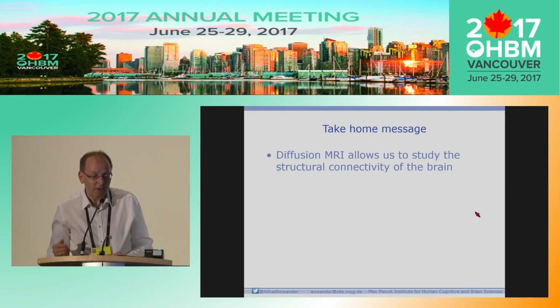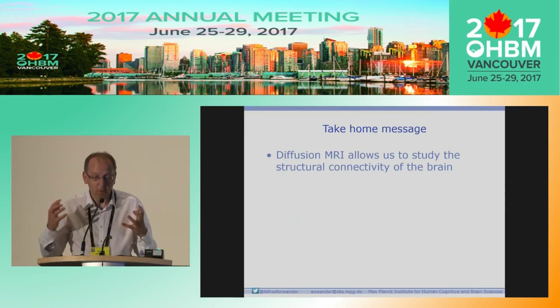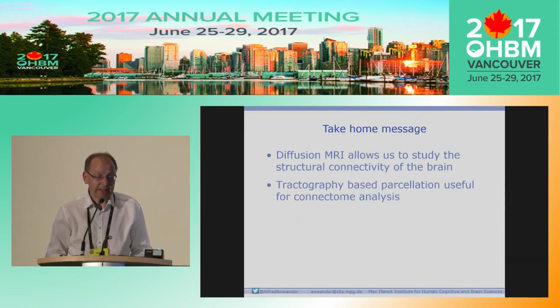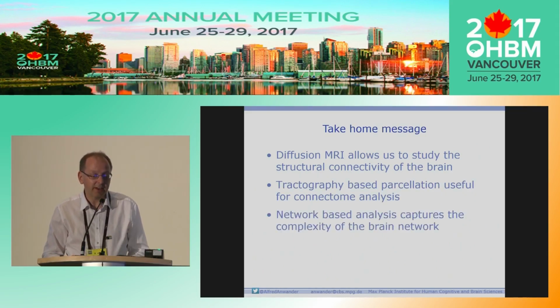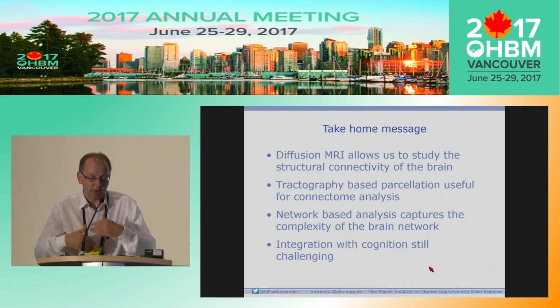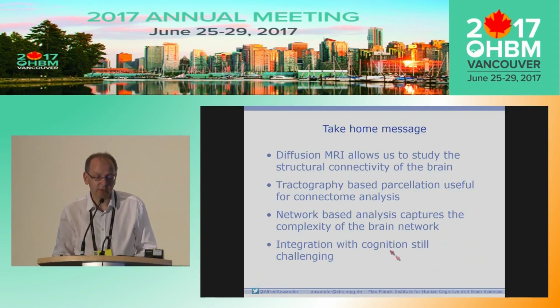So, to summarize, we saw that diffusion MRI can be used to study the connectome in a structural sense, and be used also for parcellation and connectivity analysis. And to put this in a network-based analysis, which I didn't cover, there was another parallel session on network analysis once we have the connectome. Of course, you can all do network statistics on this. And how to integrate this with cognition is still very challenging, and I wouldn't dare to go too far there.